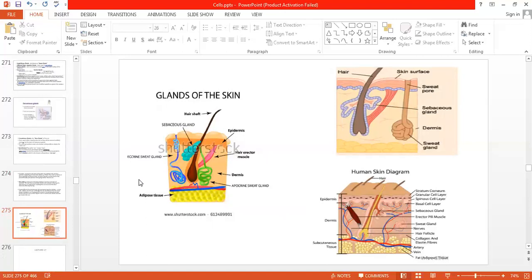Here again is the figure of the glands of the skin. You can see the arrangement. The sebaceous gland is here, which is near the hair follicles and hair shaft. Then apocrine sweat glands are also shown in this figure. Eccrine sweat glands are also shown in this figure.